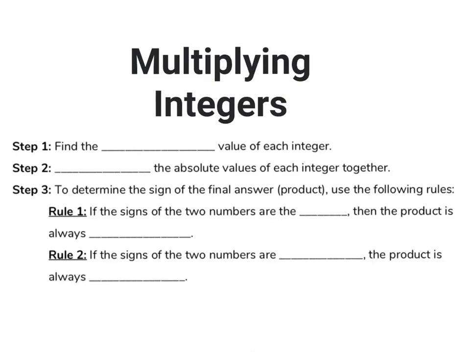This screencast is going to walk you through multiplying integers. Some of the steps are very similar to adding and subtracting integers, but in this case we're looking at the idea of multiplication. So step 1, you are going to find the absolute value of each integer.